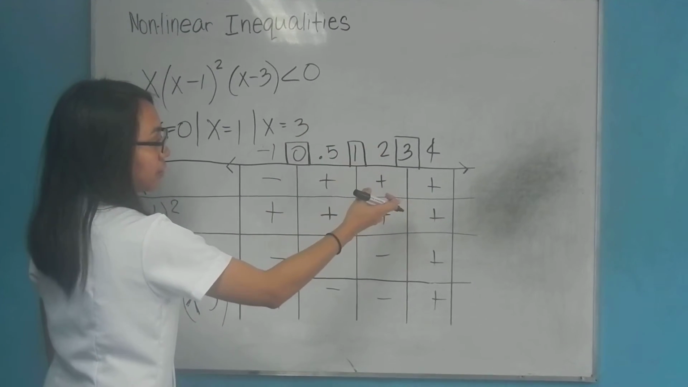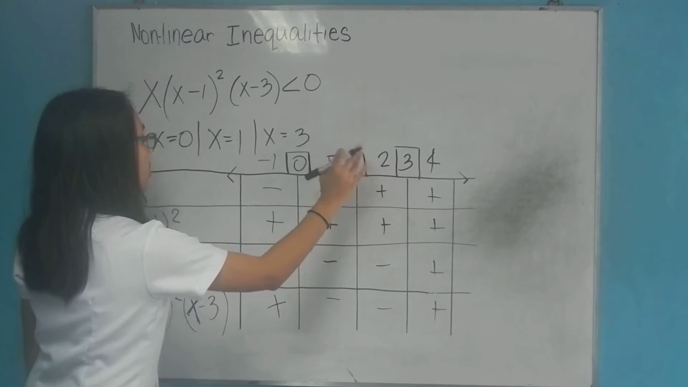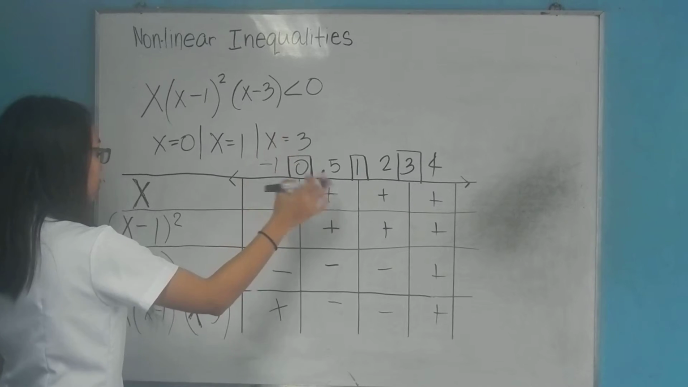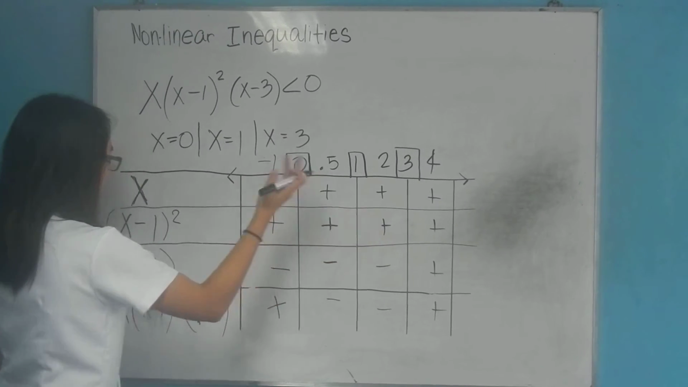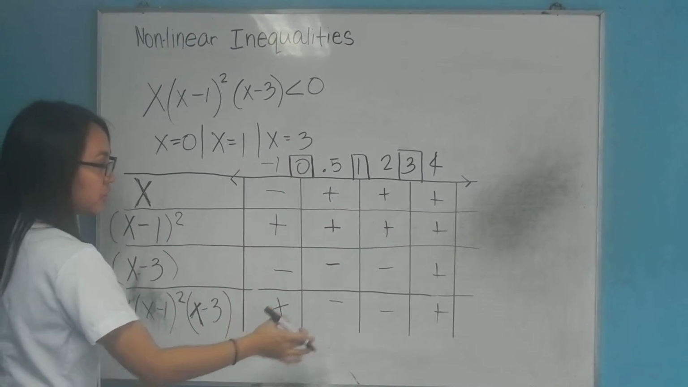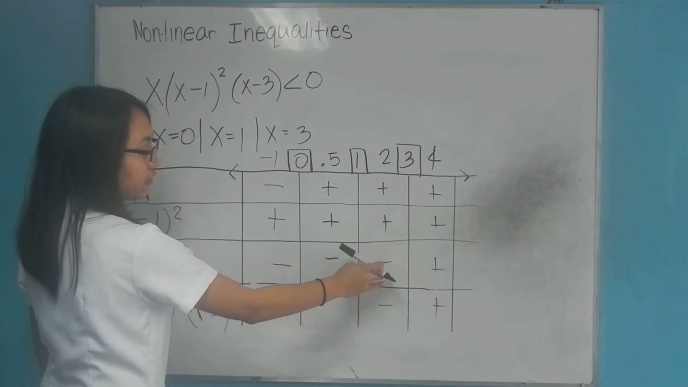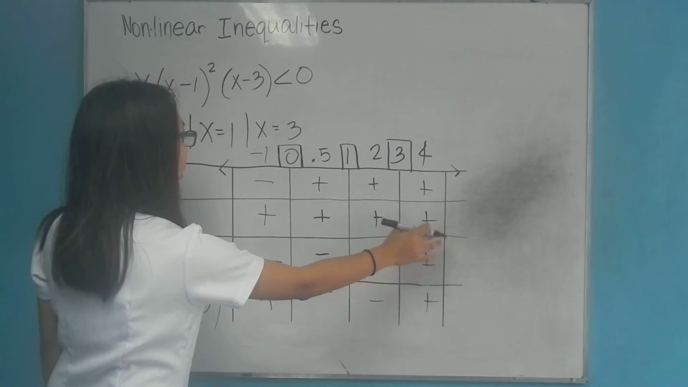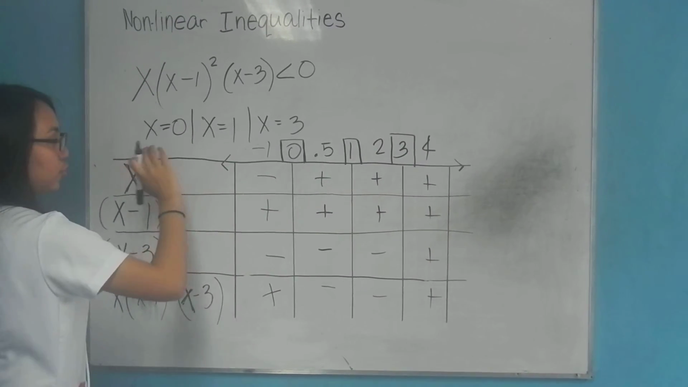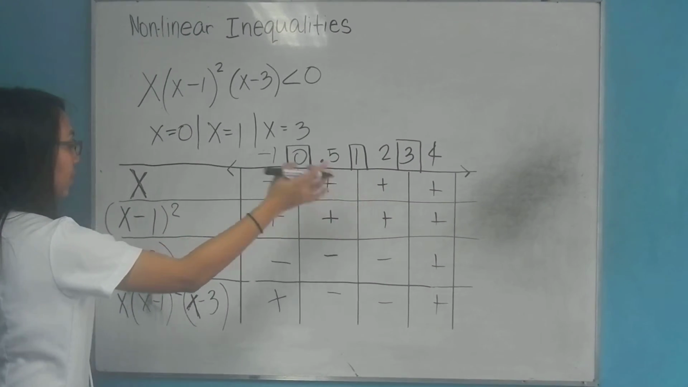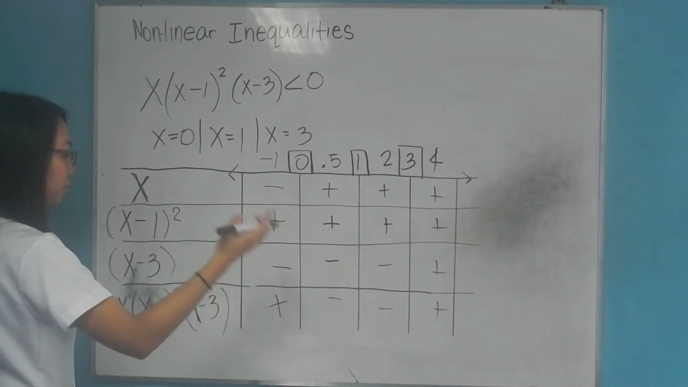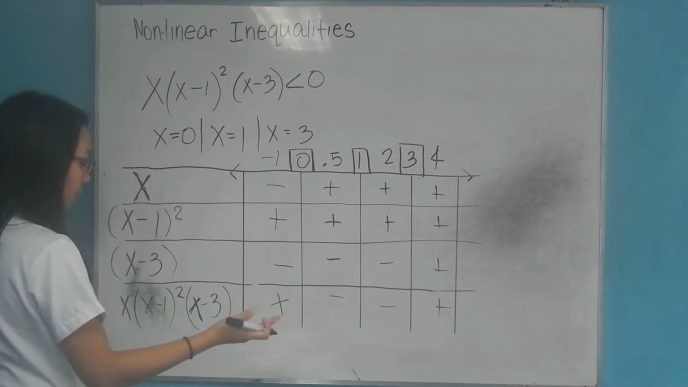A value greater than 1 but less than 3 is 2. So when we substitute 2 to x, it's a positive number. 2 squared is a positive number. And 2 minus 3 is a negative number, so positive times negative is a negative number. We have a value greater than 3, which is 4. We substitute 4 to x, so we have a positive number. 4 in x minus 1 squared is a positive number. 4 minus 3 is a positive number.